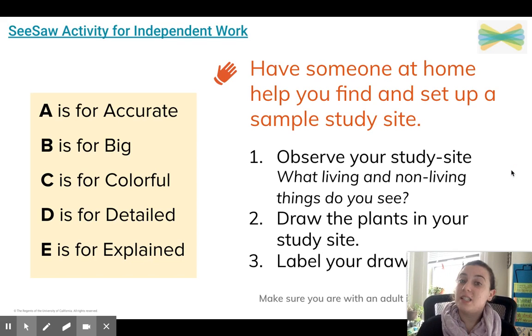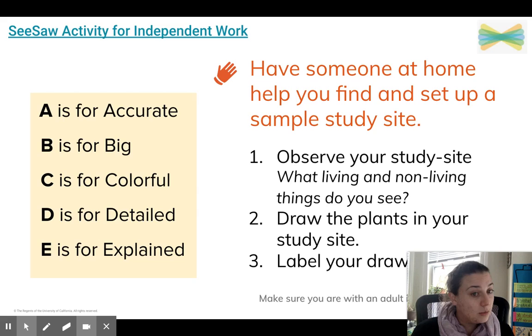Your first assignment as botanists is going to be to set up your sample study site. So with an adult, if you're going outside with an adult, I want you to set up your sample study site by deciding where it's going to be, deciding what you're going to be observing there. If it's a big tree on the sidewalk, that's your sample study site. If it's somewhere in a park, choose one small area where you're going to be looking and you're going to be finding who knows what.